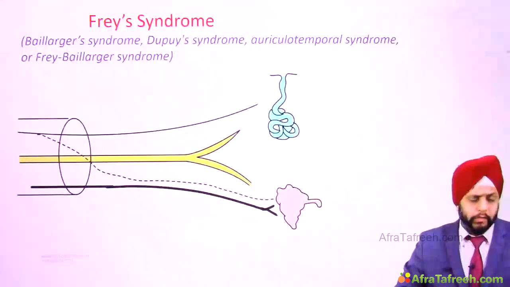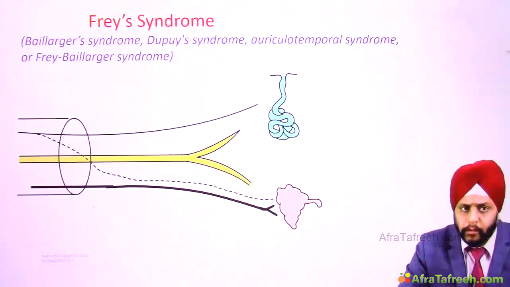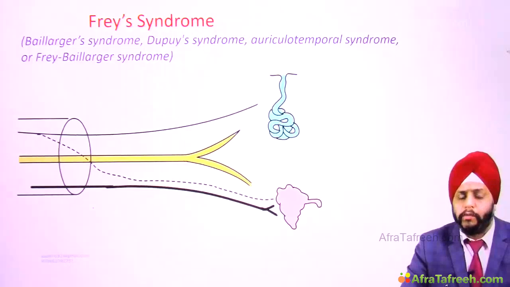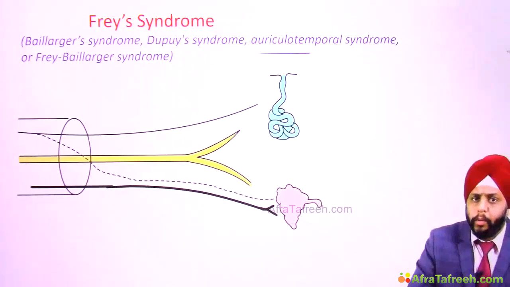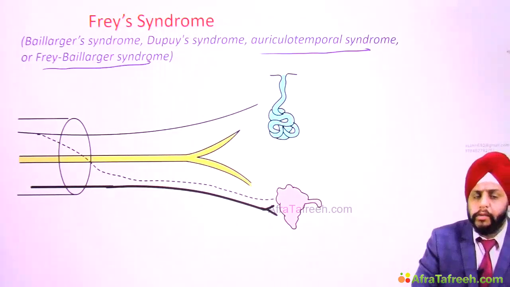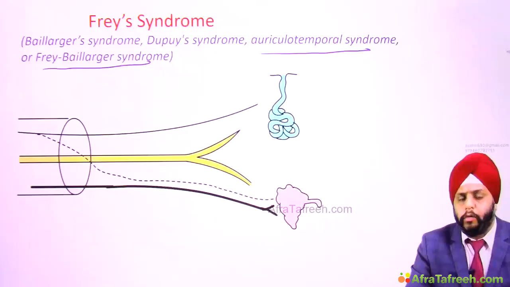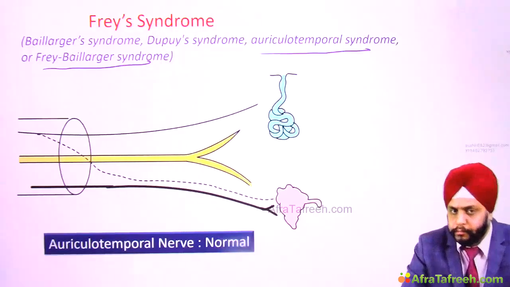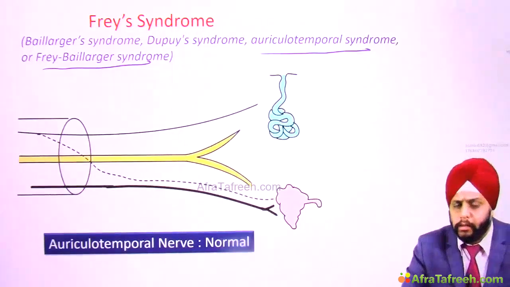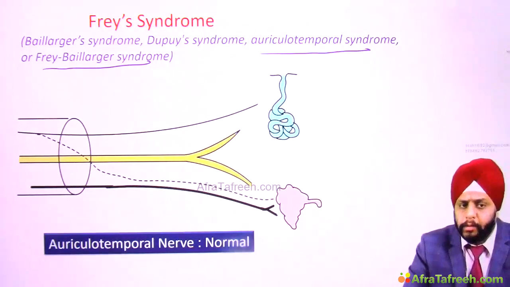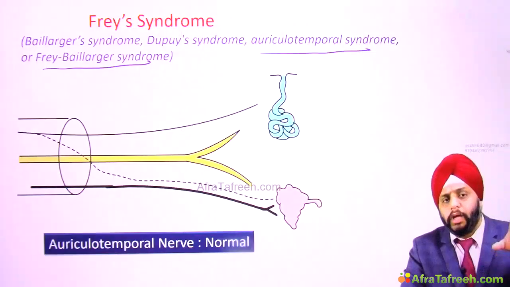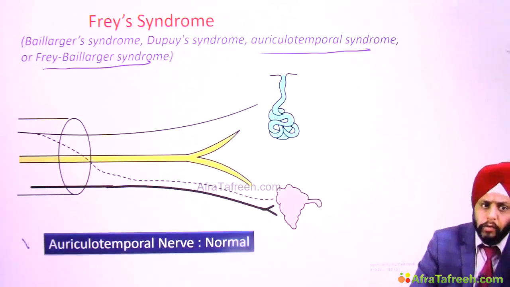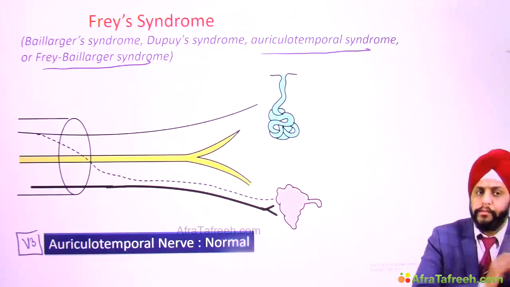Right? Next we come to the Frey syndrome. Now the Frey syndrome is also known as Baillarger syndrome or Dupuy syndrome or auriculotemporal syndrome or Frey-Baillarger syndrome. So this syndrome, as the name suggests, involves the auriculotemporal nerve. Now we have already studied a lot of information about the auriculotemporal nerve when I was teaching you the anatomy of the facial nerve. We know auriculotemporal nerve is a branch of mandibular nerve, 5th cranial nerve.